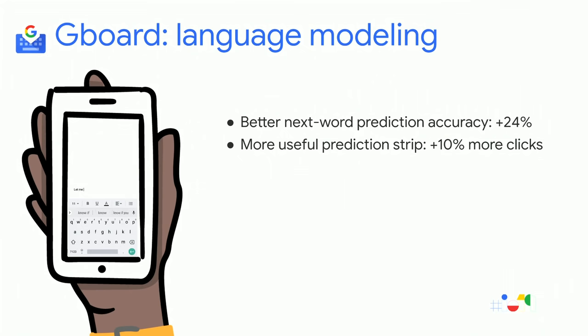What's the impact of that relatively small difference? It's actually pretty big. The next word prediction accuracy improves by 25% relative, and it actually makes the prediction strip itself more useful. Users click it about 10% more.